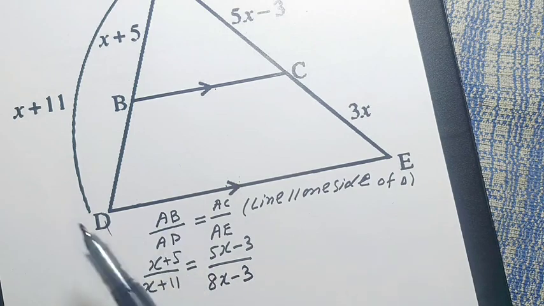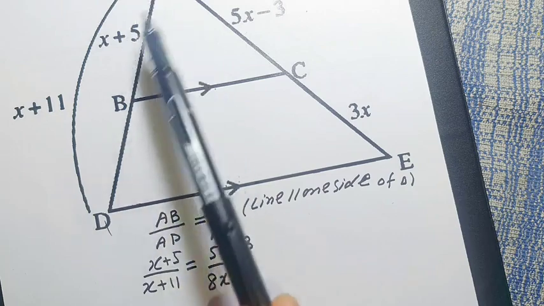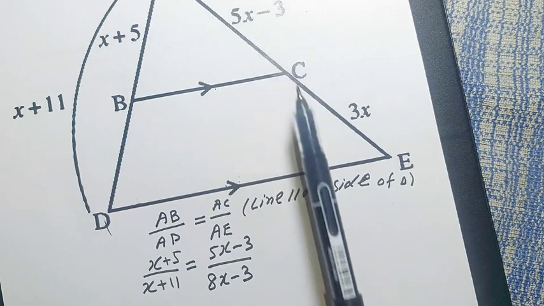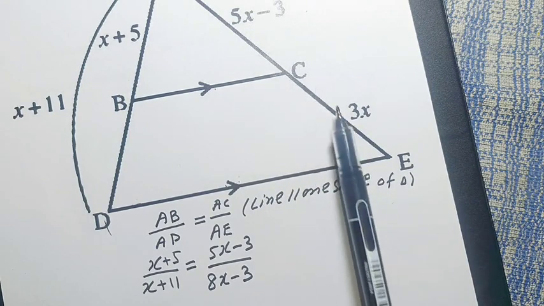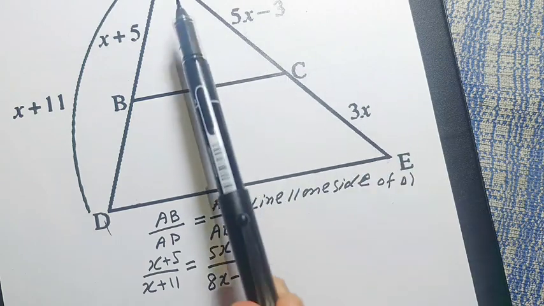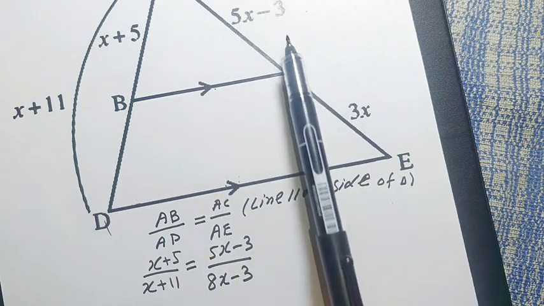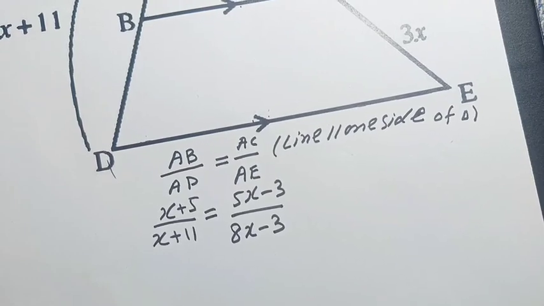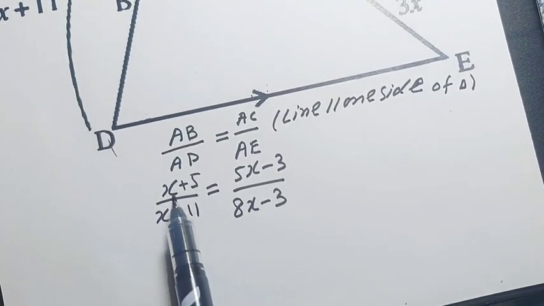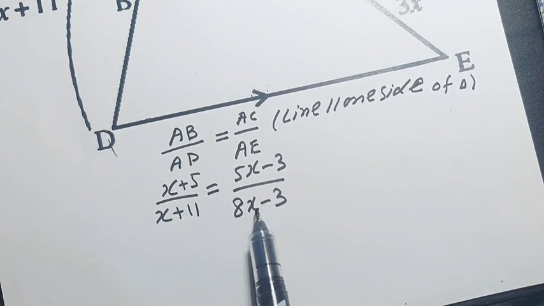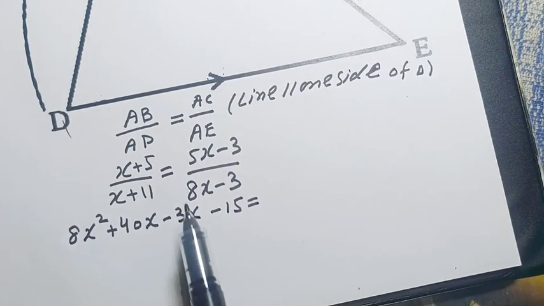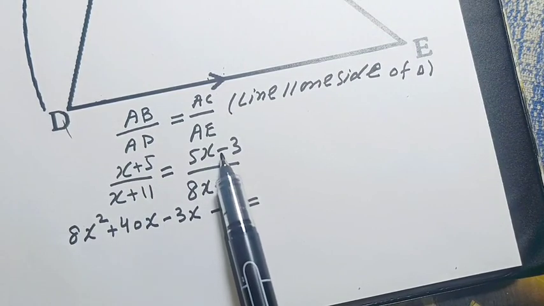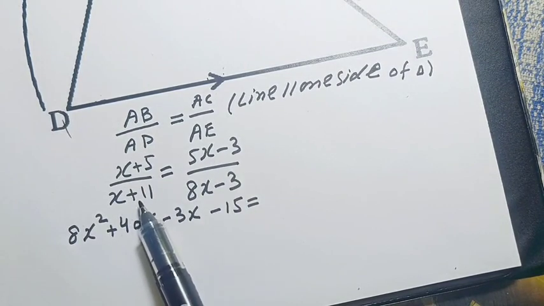Just remember, I have to match it, because AB over AD is AC over AE. So 5x minus 3 plus you have to add CE to get to A to make complete AE. So 5x minus 3 plus 3x is 8x minus 3. So I cross multiply. I need to solve here. x plus 5 multiplied by 8x minus 3, and 5x minus 3 multiplied by x plus 11.